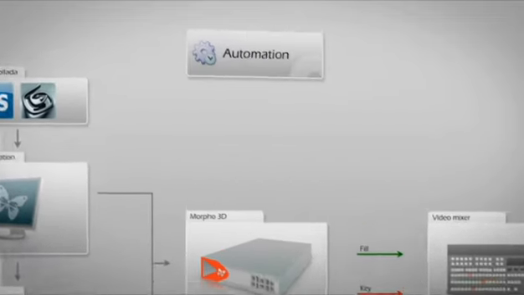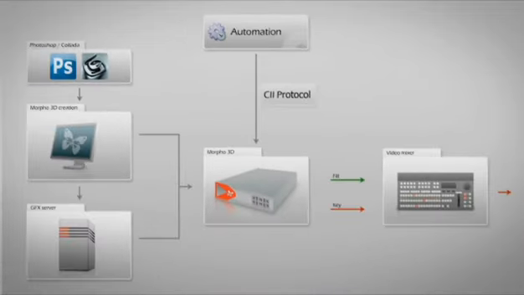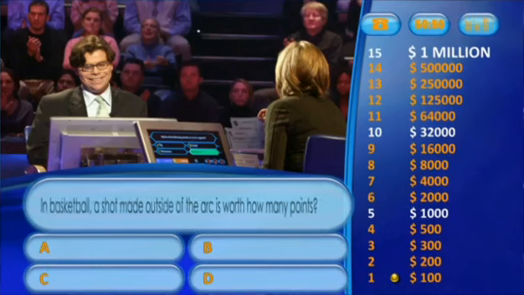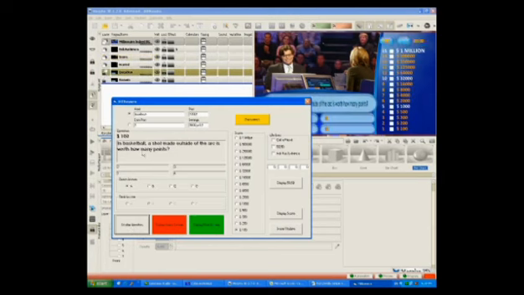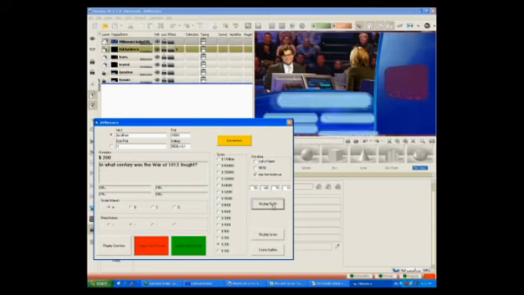Morpho 3D can be controlled by automation systems through an industry-standard CII protocol. Using the CII protocol, you can change the page's content and trigger them to air. You can create dedicated controllers to use with Morpho 3D for your specific production needs, from live to post-productions, such as sports scores, forecasts and warnings, election results, and game shows voting and results.